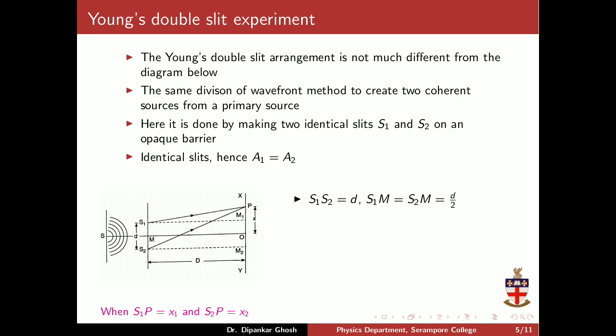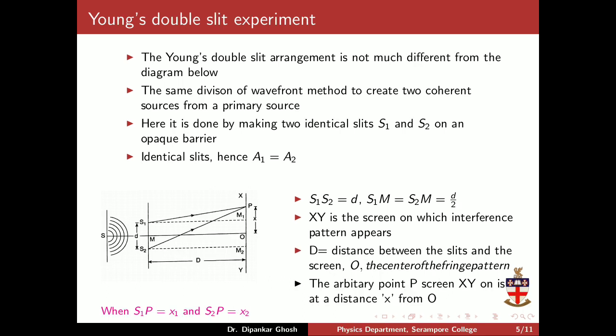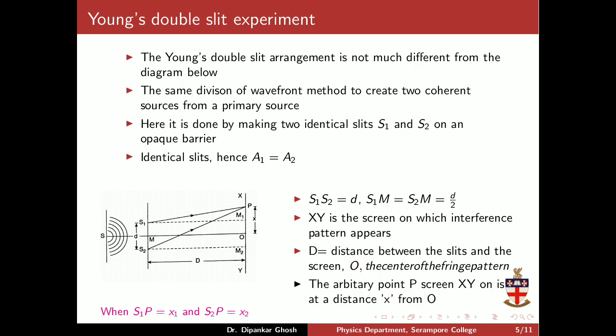Here, S1S2 is equal to small d, S1M is equal to S2M is equal to d by 2, where M is the midpoint between S1 and S2. XY is the screen on which the interference pattern appears. We are interested in the point P. Capital D is the distance between the slits and the screen, or the center of the fringe pattern. The arbitrary point P on screen XY is at a distance x from O.